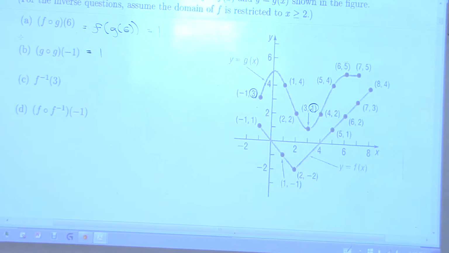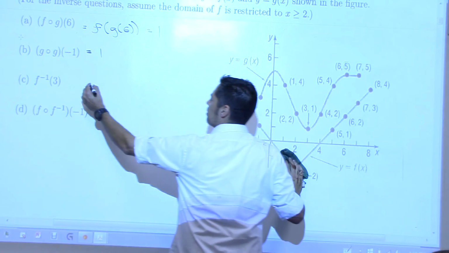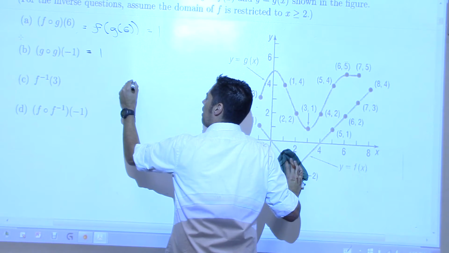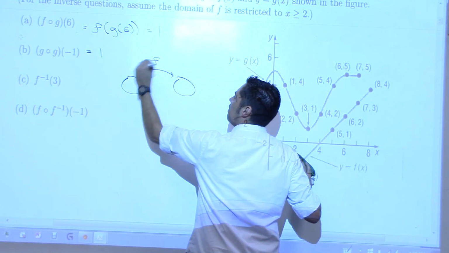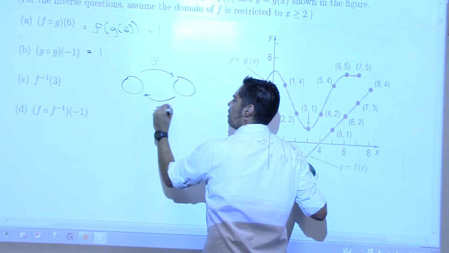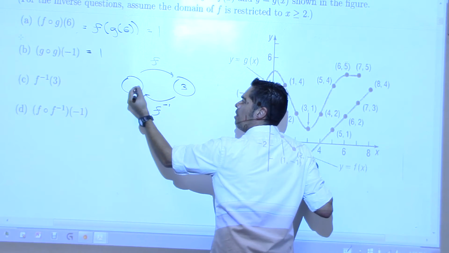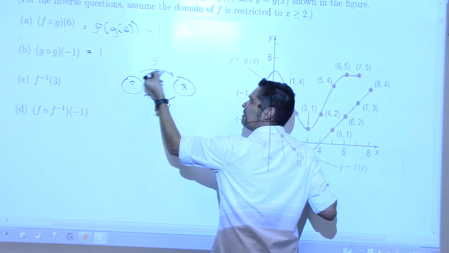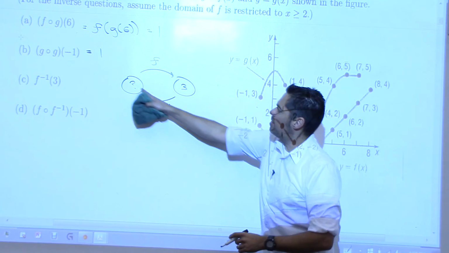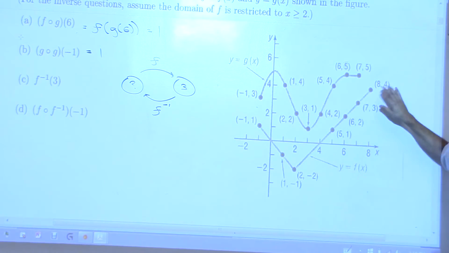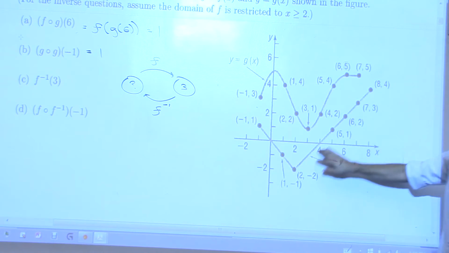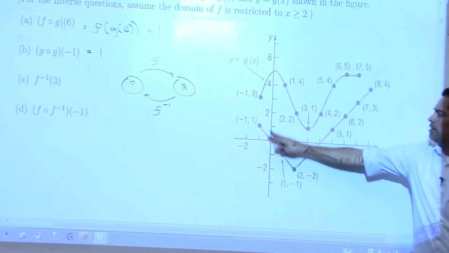Okay, how about the next one? f inverse of 3. So here's the way you can visualize this one. We have a domain and a range, and f goes this way, right? f inverse goes this way. I want f inverse of 3, so 3 goes back to something. What over here goes into f to spit out 3? So go to your f function, which is this one. And where does this thing spit out 3? At 7. At 7, right?